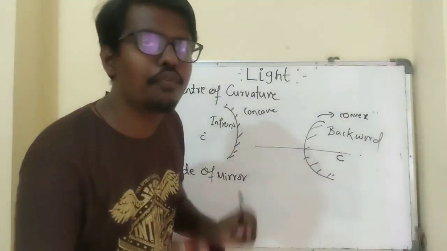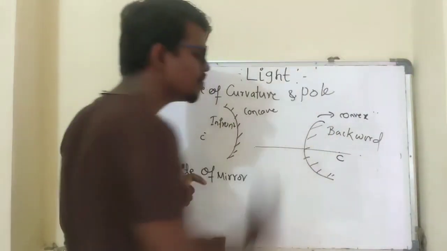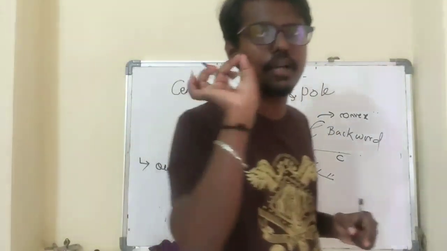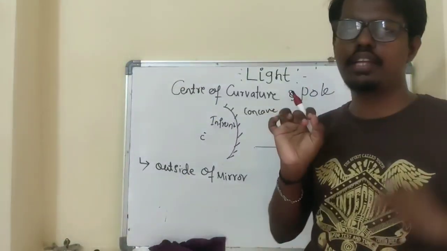Now I will define the pole of a mirror. The pole of a mirror is the point present on the mirror which divides it equally.